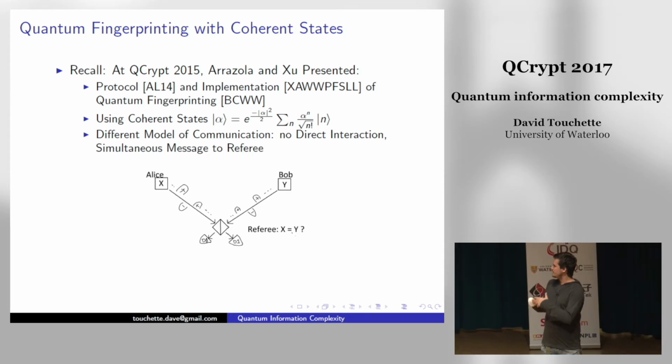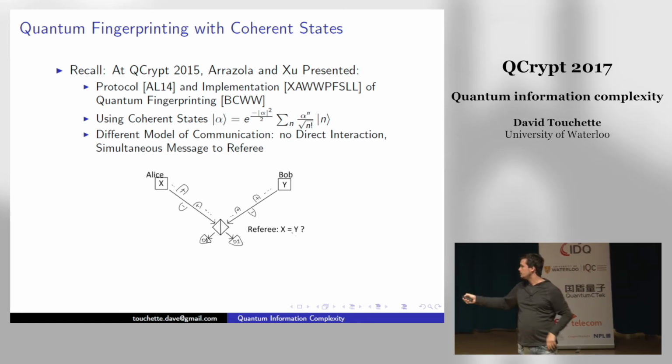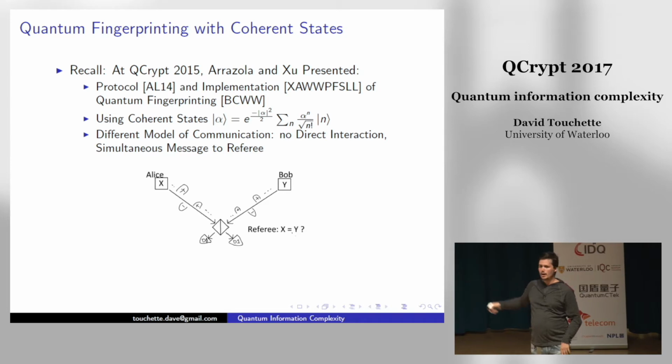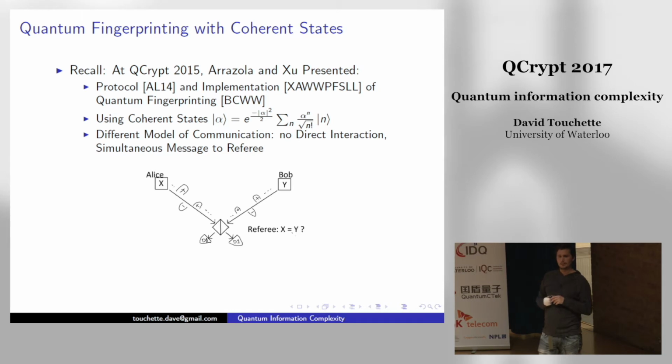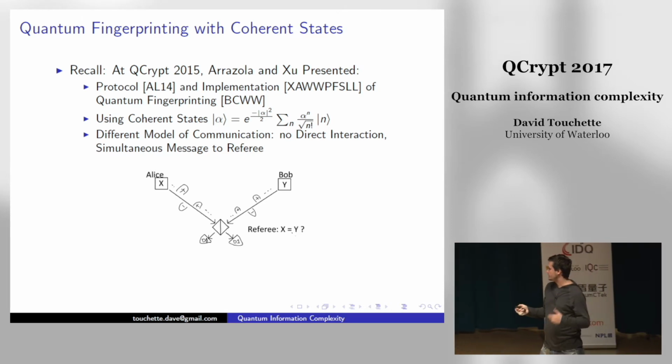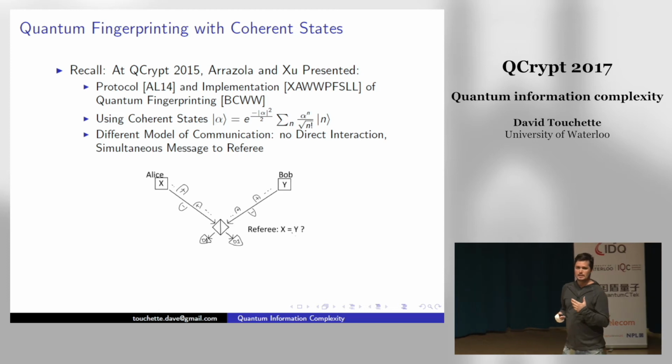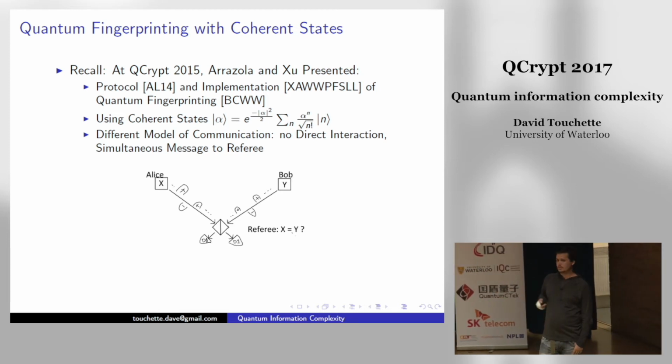So this is in a different model of communication. In this model, Alice and Bob are not allowed direct interaction, nor pre-shared correlations or resources, and they simultaneously pass a message to some referee who must then decide, for the quantum fingerprinting problem, whether their classical inputs x and y are equal or not. And they found that using QKD technology, they were able to experimentally find some quantum advantage for this problem.